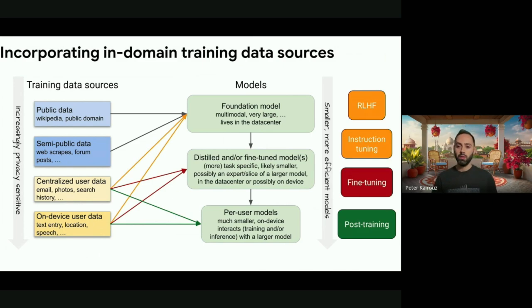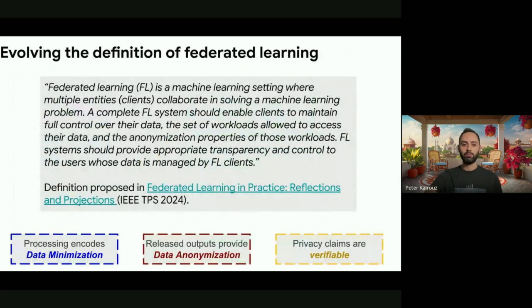So across the aisle, we need to figure out a way to evolve federated learning to help us incorporate these different data sources into the training stack of all these models at all these granularities. And this is a challenge, and this is where we are today. So we need to figure it out together.